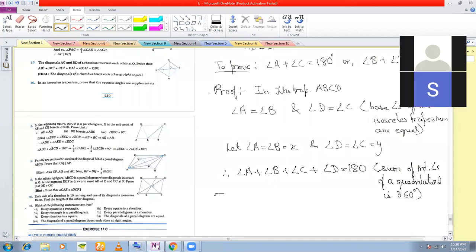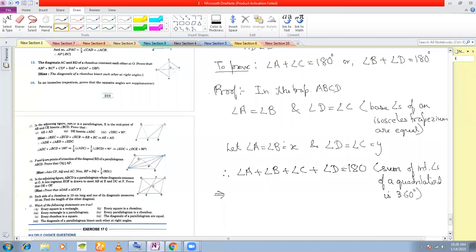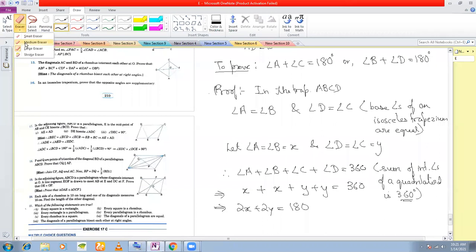Okay, now let's put the values. What are the values of angle A, angle B? If you see angle A and angle B, we have taken x. So angle A I put x and angle B I put x. So x plus x. Angle C is y and angle D is also y, equal to 180. So what am I getting? We're getting 2x plus 2y is equal to 180 degree. Sorry, not 360. Sum of interior angles of a quadrilateral is 360. No one corrected me here. It should not be 180. This should be 360. See, I've written 360 here. So this should also be 360.